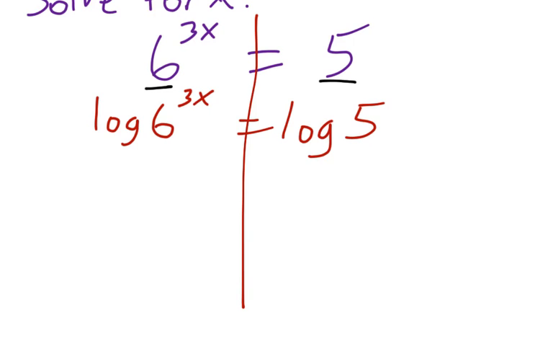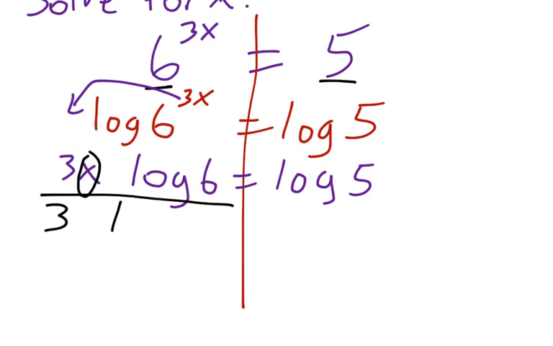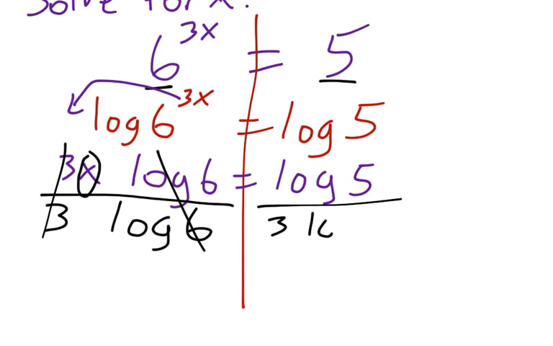And now remember what logs do? They move that exponent in front of our log. So it's really going to read 3x times log 6 equals log 5. And my goal is to solve for x, so I'm multiplying by 3 and I'm multiplying by log 6, so I want to divide by both of them. I can do that all in one step. So I can divide by 3 to cancel the 3's and log 6 to cancel the log 6's. But I need to make sure I do the same thing over here. So I'm dividing by 3 log 6 on the other side.